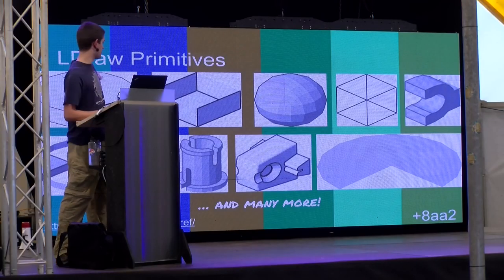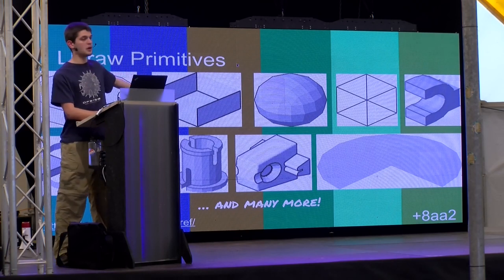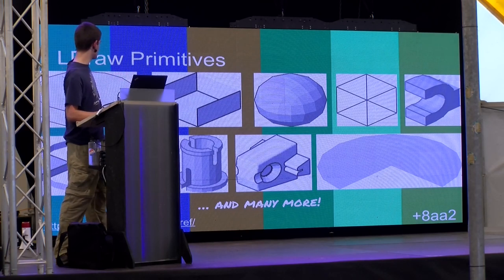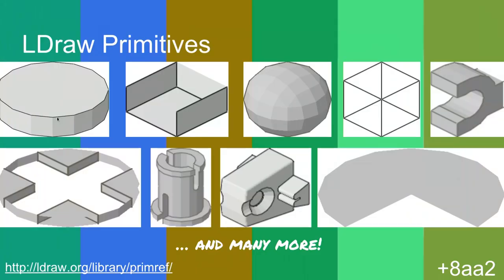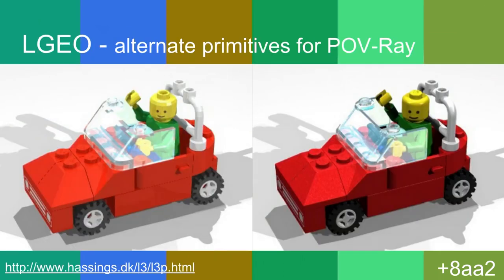This is an example of some of the parts that are going to produce slightly suboptimal results. So for example, here on the top left, we have a stud of a Lego brick. Could also be used on other things. So let's look at what happens if we're trying to ray trace these shapes.